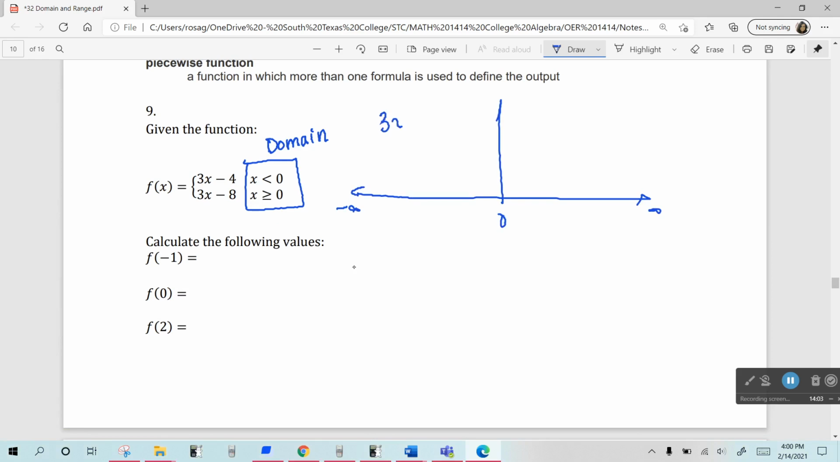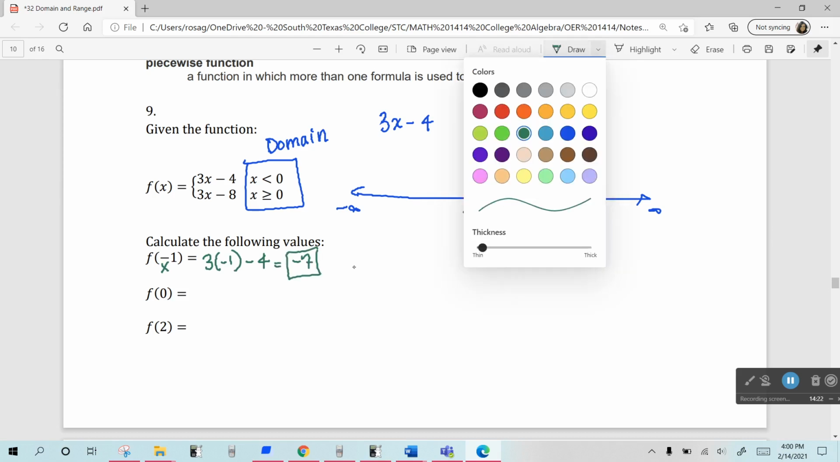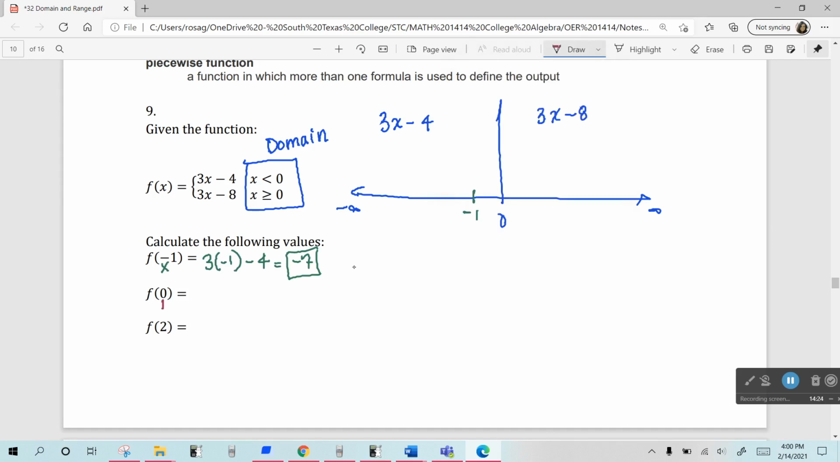Anything that falls on the left, I'm going to use the left piece, and anything that falls on the right, we're going to use that one. So for example, this is my x, this is -1, it's over here, so I'm going to use that one. The 0 is right on the dot, so let's go to this one and then we'll come back to that one. The 2 lies right here, so I'm going to use that one.